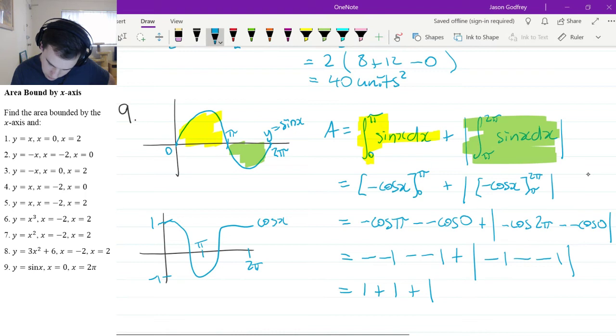Sine x integrates to negative cos x, negative cos 2 pi. Oh, sorry, that's why. That should be from pi to 2 pi, and then that should be pi. And then we've got minus negative, and there's a lot of negatives here. Cos pi is negative 1.